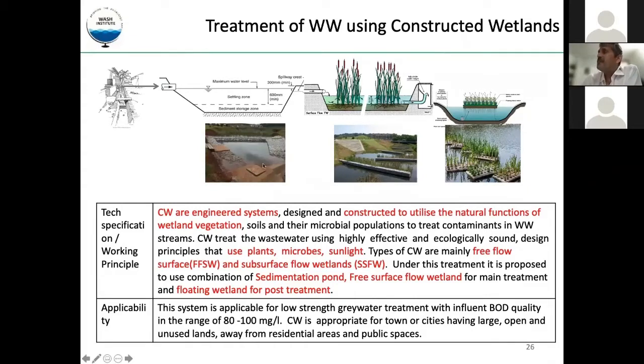Again, these are constructed wetlands, a series of ponds, not like a waste stabilization pond. This is a different type, where mostly the gray water as well as the storm water is treated, where the pollution level is not very high, very less. But it is one of the very effective systems. Many systems use such a facility after the treatment for polishing purposes in many places now.